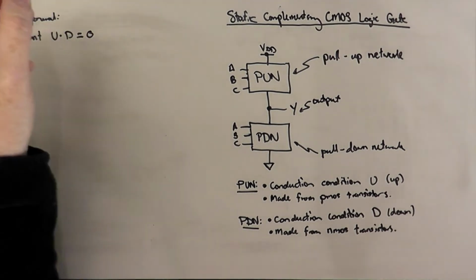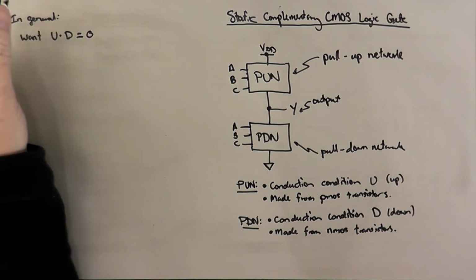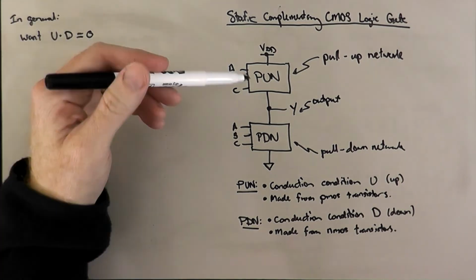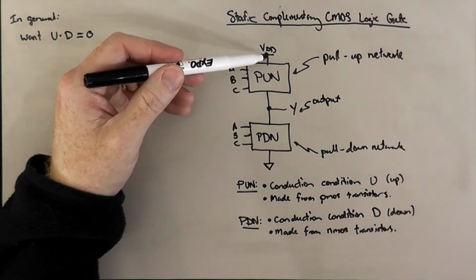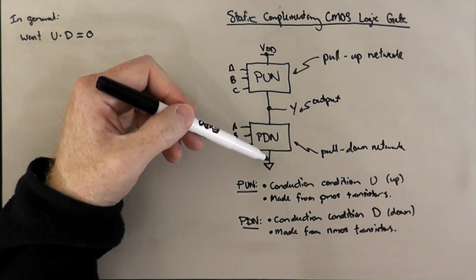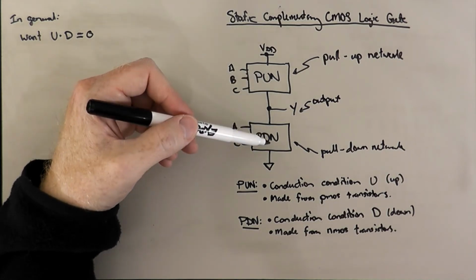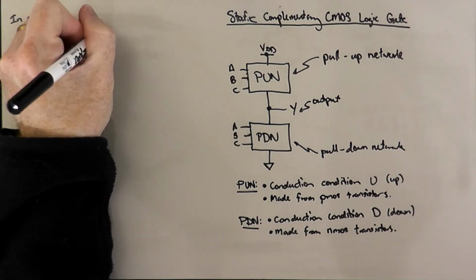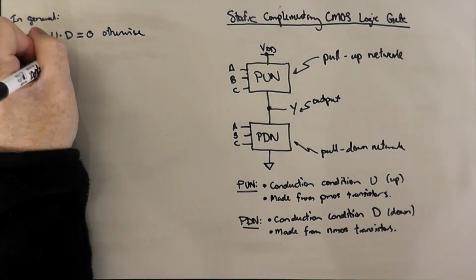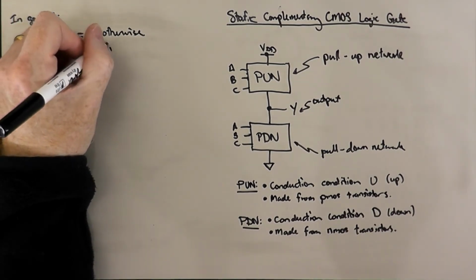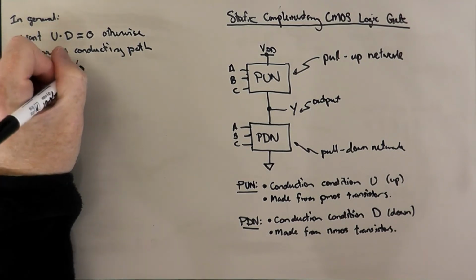And the reason for that is if U and D were true under certain conditions, then that would mean that the pull-up network and the pull-down network would be conducting at the same time, which means that I'd have a nice low resistance path between VDD and ground, and that would result in excessive power consumption, potentially large currents flowing from VDD to ground, shorting VDD and ground.